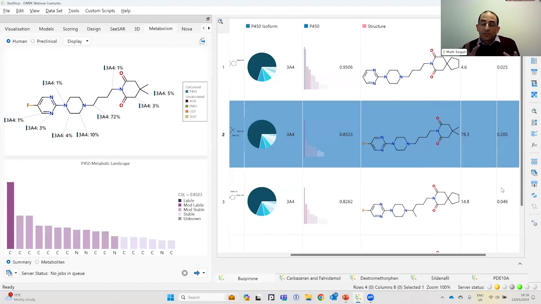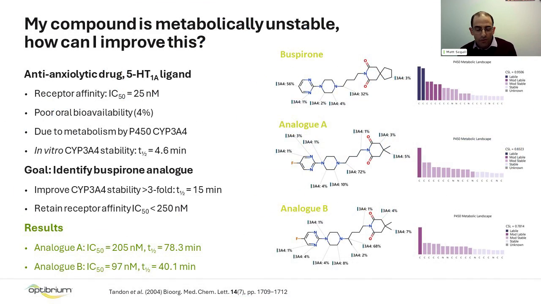So you can see how we can find these sites and provide that guidance to blocking those sites to improve their metabolic stability. And so just to summarize those results here, you can see removing those highly labile sites, achieving a significantly lower composite site lability, indeed increases that metabolic stability. Here again, you can see a couple of other examples where we can significantly increase that half-life in vitro.